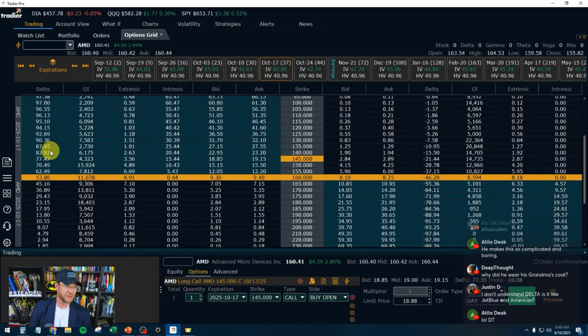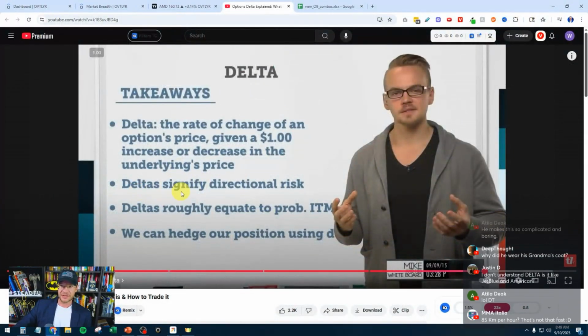You can blaze through that area, because there's nothing out there except for the Tesla Gigafactory, and also the Circuit of the Americas. But when you're looking at delta, that's the way that I like to look at it: it is the speed at which you are gaining value in your option, aka the speed that you're traveling down the interstate. Delta signifies your directional risk and also your directional profits, right?